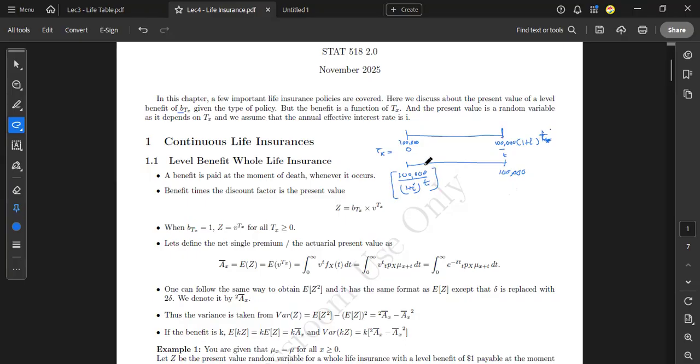And this factor is denoted by v. When it comes to a random variable, Tx is the random variable. That means in general, I can say the present value random variable is this. Now you will see the benefit is also a function of Tx, and this present value is also a function of Tx.